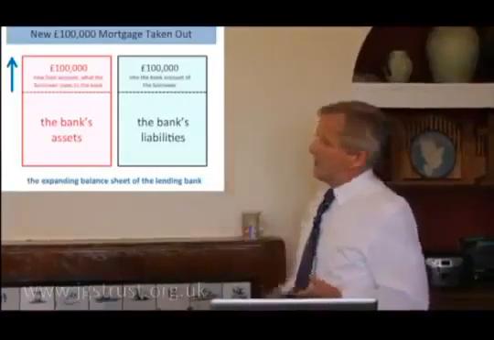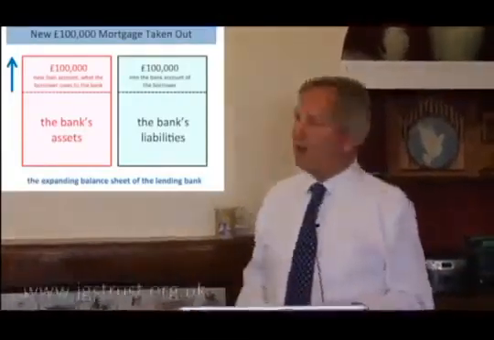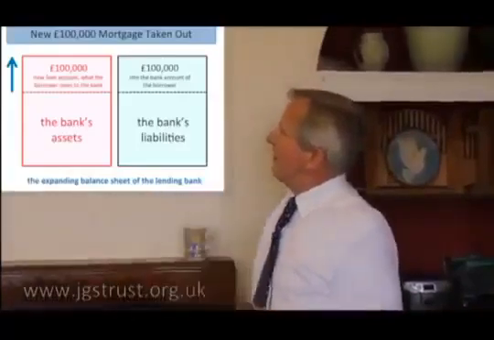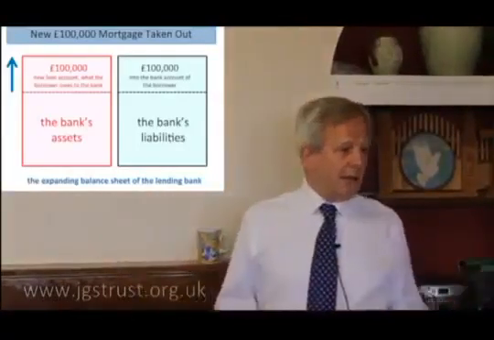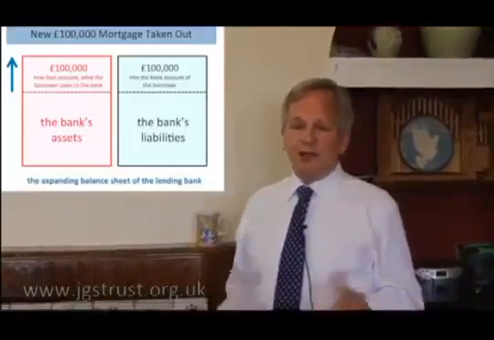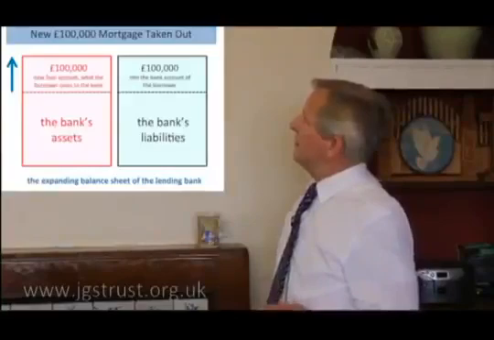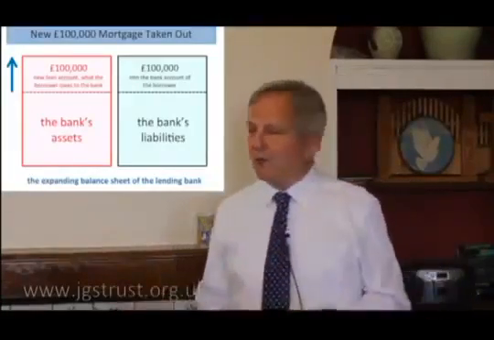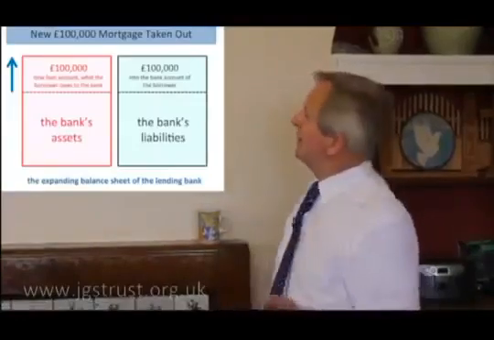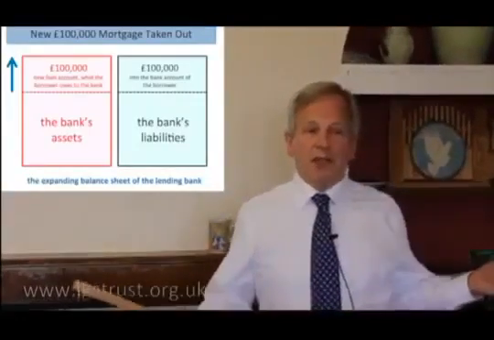So what's happened here is somebody in the bank has approved a loan and has just typed in £100,000 onto the asset side of the bank's balance sheet, however that's represented in the computers, and has typed in £100,000 into the current account of whoever's going to receive the money. Nothing has moved; two numbers have changed.